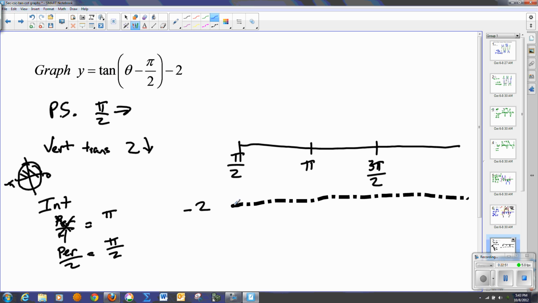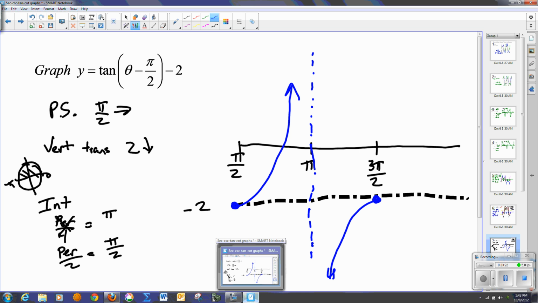Tangent value usually for the first interval is 0. Then at the next interval, I typically have an asymptote. So I'm going to put that there. Next value, I'm on my midline. Then tangent consistently rises, so I'm going to go up and then down. Okay, now a little bit harder to check a point here, but we can still do it.